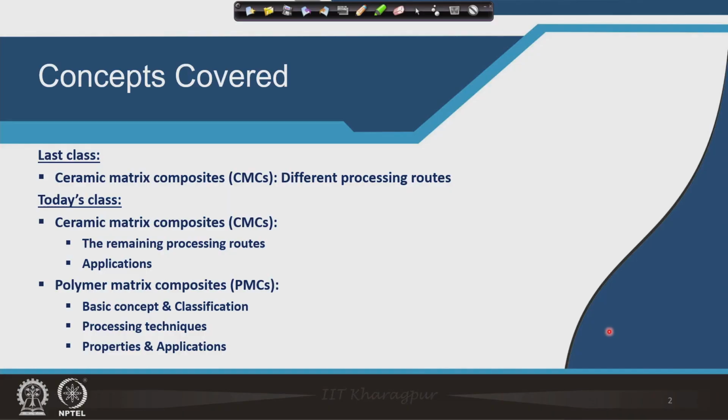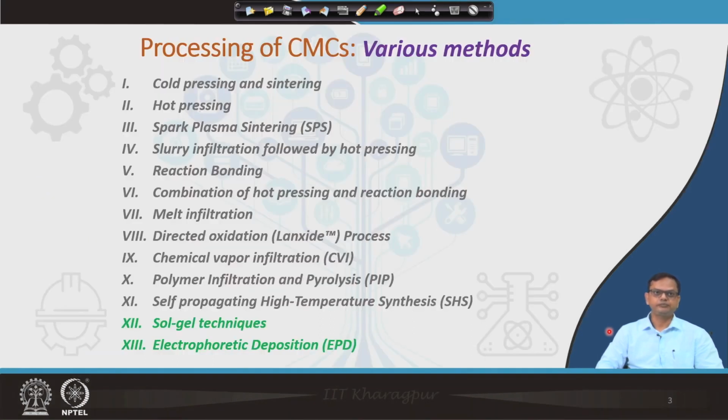So, let us start. In the last class, as you may remember, I discussed the different ceramic matrix composite synthesis techniques, and today we will talk about a couple more techniques, then applications, and then we will jump into polymer matrix composites. In today's class I plan to discuss the sol gel technique and electrophoretic deposition. These are not new methods, but they can be used to make ceramic matrix composites.